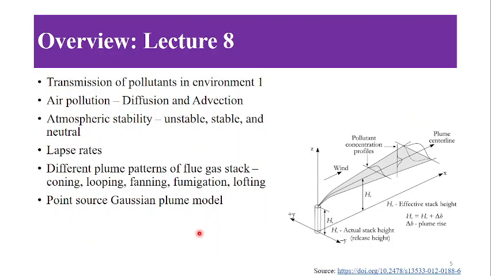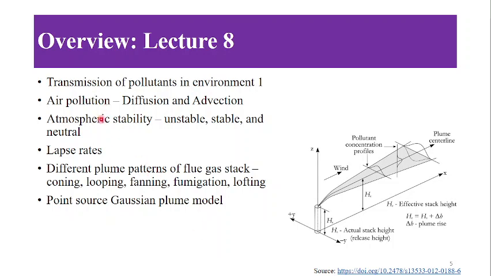So next was lecture 8. Lecture 8 was about the transmission of pollutants in the environment. So transmission of pollutants in the environment can be by two modes, which is firstly diffusion, and the next is advection. So diffusion is basically dependent on the difference in the concentration in the region, and advection can be through the bulk flow of the wind.